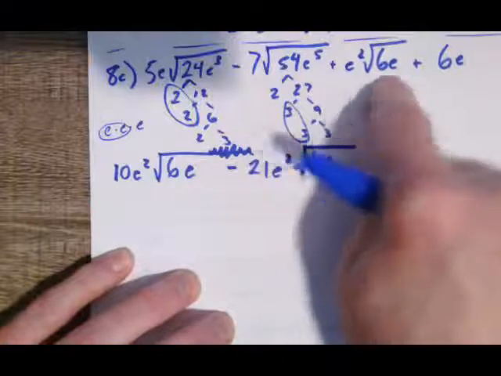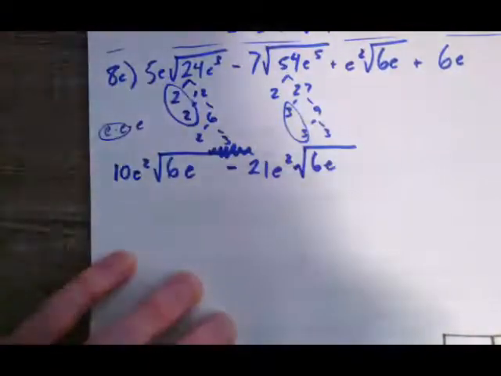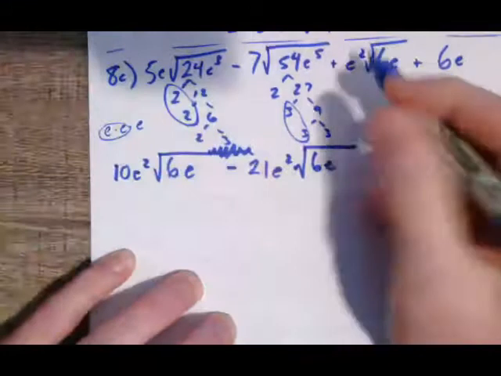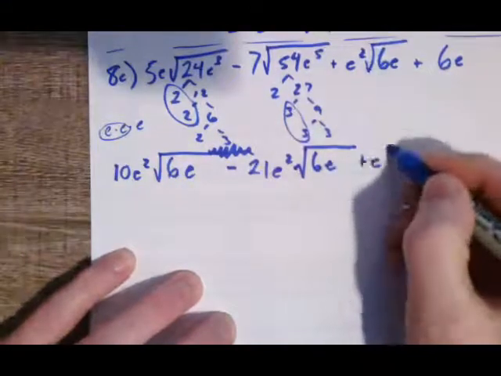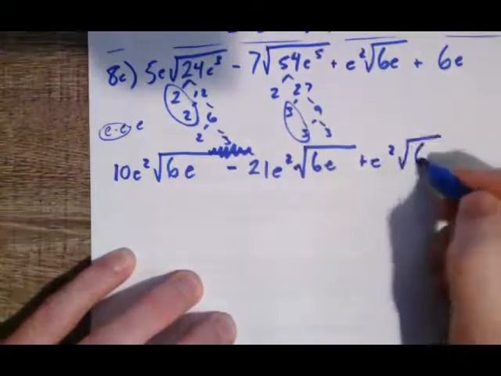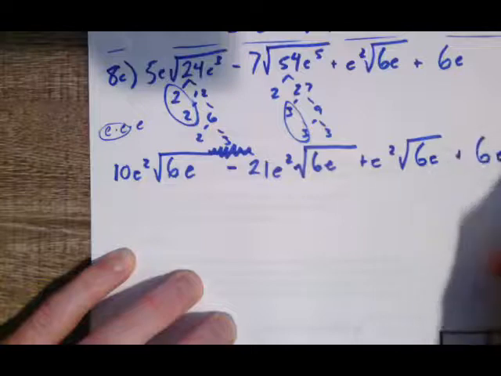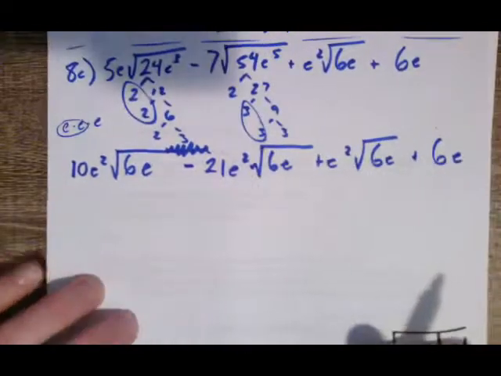So can this. There's nothing to do there. Did I write that one down wrong? Yep. Plus e squared root 6e plus 6e. All right, this one's more straightforward than I was thinking it might be.